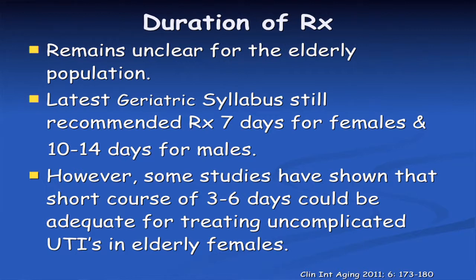However, reviewing some of the articles, I saw that some studies have shown that a short course, even in the elderly female in nursing homes that have truly uncomplicated UTIs, 3 to 6 days was sufficient. So that remains, we know the doses, we know which antibiotic, but when it comes to the duration, it's still a difficulty for me. And I base it on how sick the patient is at this point, and if they have recurrent UTIs, and it varies.